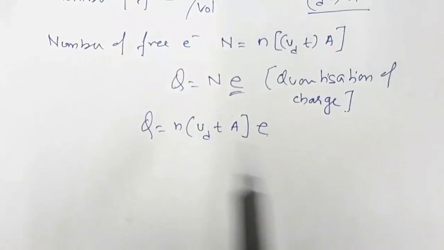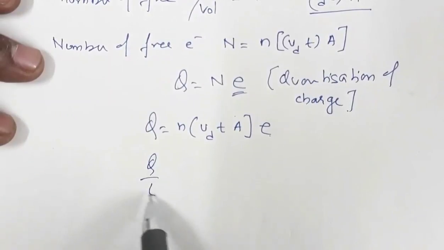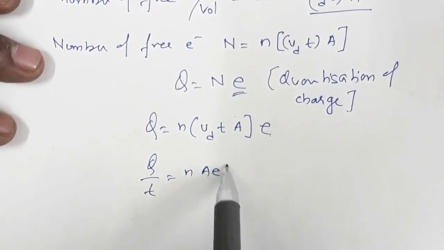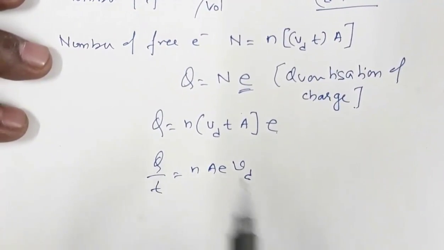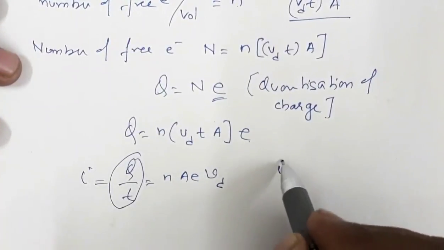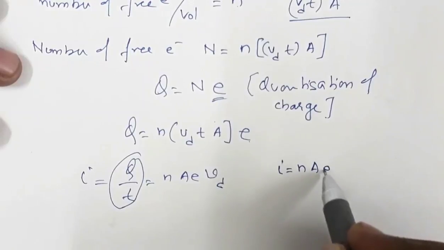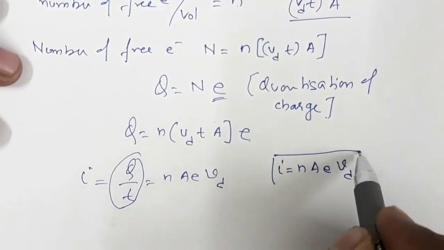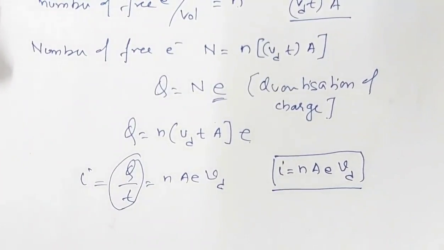Now Q by t will be equal to N A e V_d. Now what is this Q by t? Q by t is the strength of the current. So we have I is equal to N A e V_d. So this is the relation between current and drift velocity.